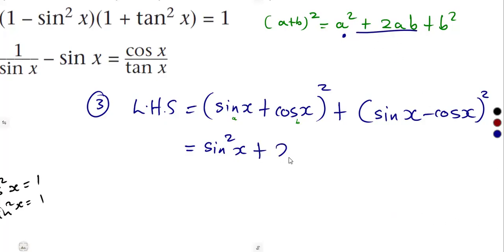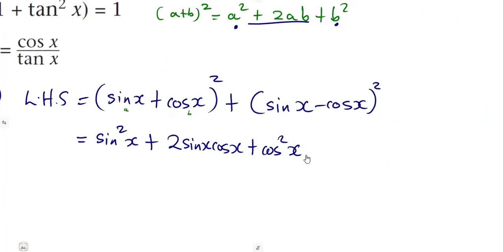So it's plus 2ab. Our a is what? The sine of x. Our b is what? The cos of x. Plus what? B squared. Our b is the cos, so it's going to be cos squared of x. You've expanded, guys. Or you can just open 2 brackets and expand those 2 brackets. Still one and the same.